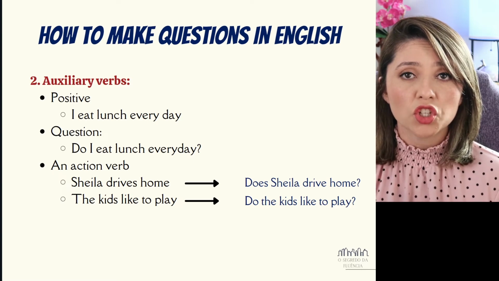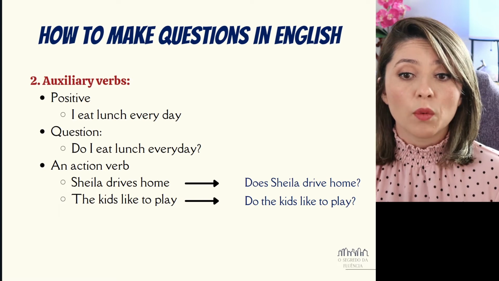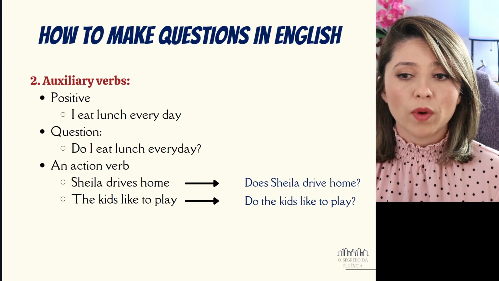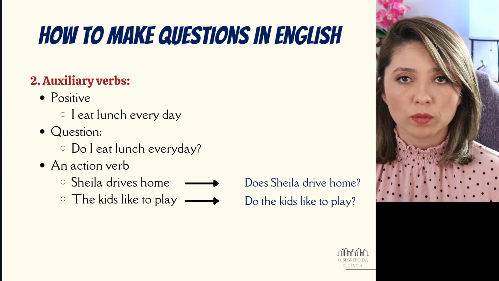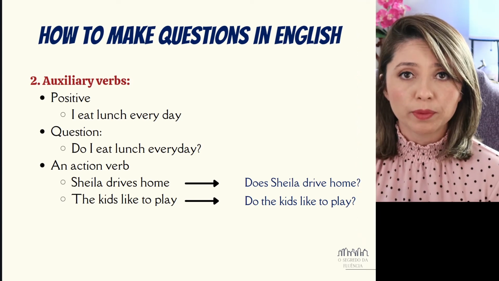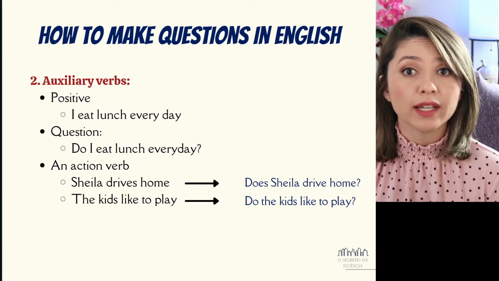So Shayla is a she and she does. So when I make the question, I'm going to use the auxiliary verb does. Shayla drives home. Here I'm talking about something that she usually does. It's a routine, something general, regular to her. When I'm talking in the present, I cannot forget the S at the end of my verb. And when you add does to the question, you don't need the S because it has already the S. So does Shayla drive home? But I have to make it a question. Use your intonation. Does Shayla drive home? The kids like to play. Okay, very general idea, general phrase, something that in general they like doing.